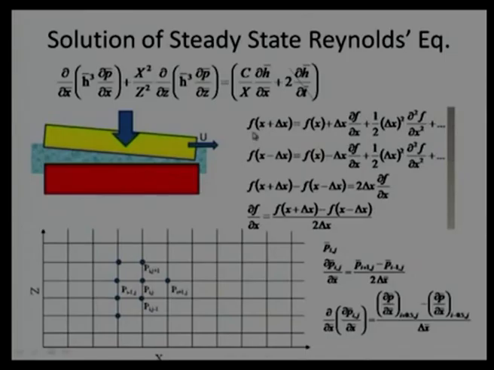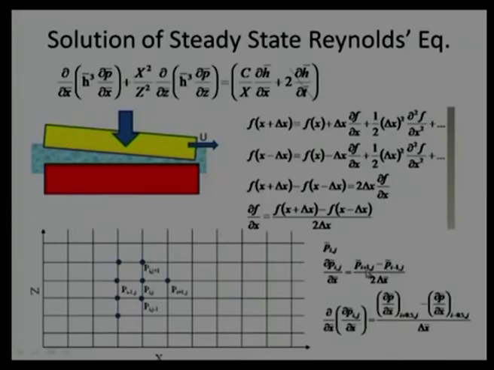Now, if I subtract the second equation from the first equation, I get f of x plus delta x minus f of x minus delta x equal to 2 delta x times the gradient. Rearranging this, we can find the gradient of f in the x direction as f of x plus delta x minus f of x minus delta x divided by 2 delta x, and that is the same thing which we have expressed over here.